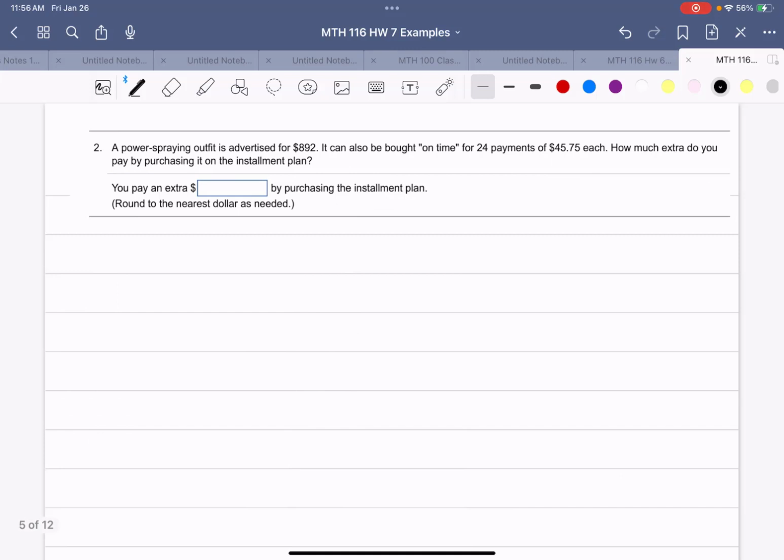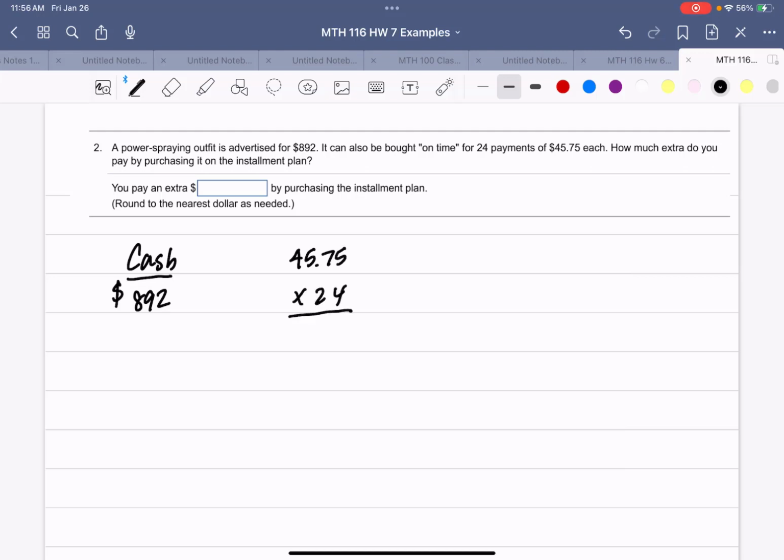Example 2. A power spraying outfit is advertised for $892. It can also be bought on time for 24 payments of $45.75. How much extra do you pay by purchasing it on the installment plan? So basically we have a cash plan, and if we have the cash, we pay $892. But if we don't have the cash, we've got to pay $45.75 24 times.